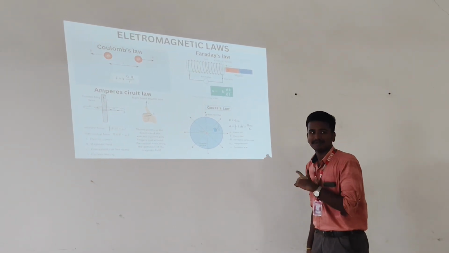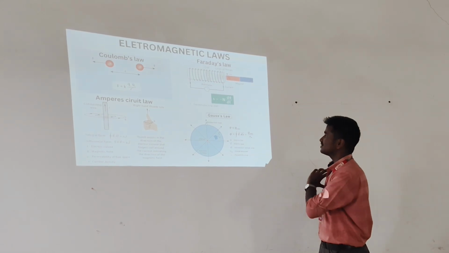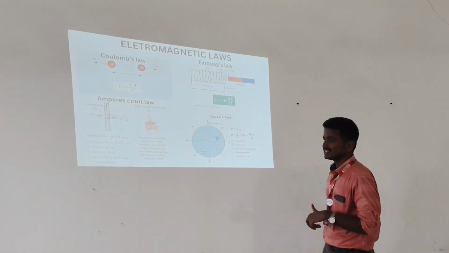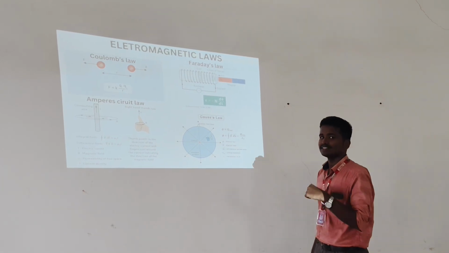For Gauss law, consider a sphere. There is a point charge in the middle of the sphere. That point charge will emit electric fields. The total electric field is called electric flux.